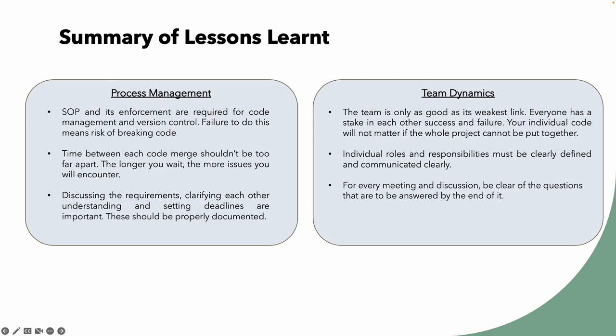In terms of team dynamics, this project, given its very tight deadline, highlighted how the team is only as good as its weakest link. Given that one individual's code alone is pretty much useless if the entire system or project can't be put together, the team must therefore come together to help each other, regardless if you are better or weaker in terms of technical skills. Given that every resource is important, it is also important to define everyone's role and responsibility clearly to maximize resources.